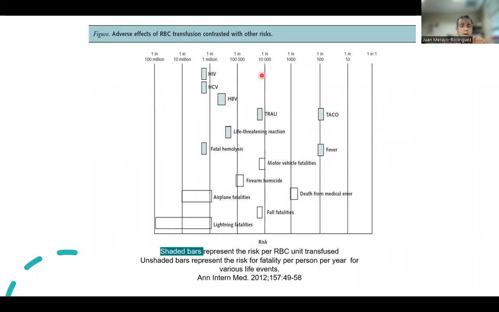The next group will be 1 in 10,000, and that includes TRALI, transfusion-related acute lung injury, and it's comparable with fatalities in motor vehicle accidents or falls. Finally, I'm going to look into the 1 in 1 million, which includes what people are sometimes more worried about, hepatitis and HIV. It's similar to the risk of fatal hemolysis. And in normal daily life, airplane fatalities and lightning fatalities are comparable. If you're not worried about those two, then you shouldn't be worried about the others.